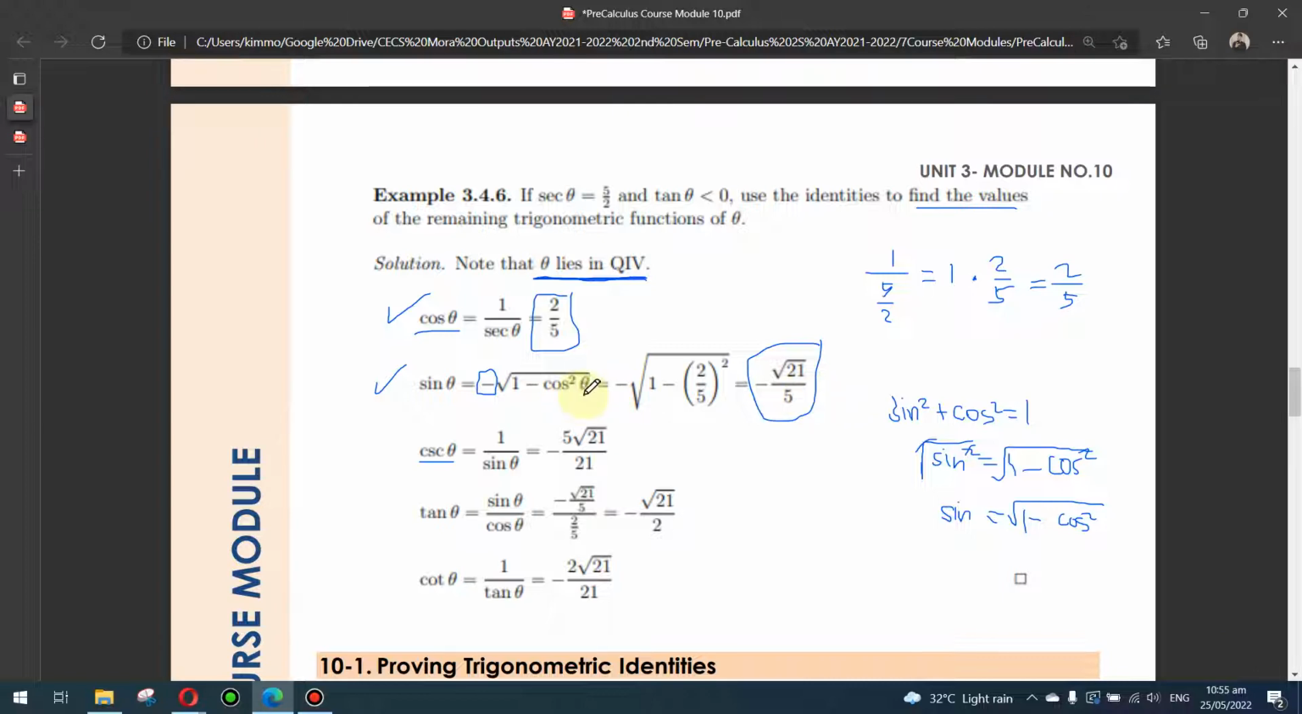We just substituted the value of cosine. Cosine is 2 over 5, so we put 2 over 5 here, squared. Can this be calculated on a calculator, sir? Of course, try it. Use a scientific calculator. Type negative square root 1 minus 2 over 5 squared. The answer is negative square root of 21 over 5. Or in decimal, that is negative 0.9165.